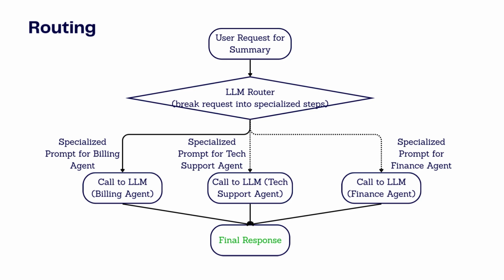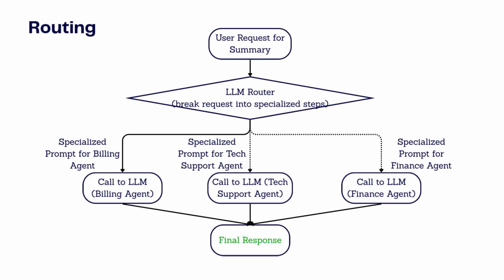This workflow allows for separation of concerns, where each agent focuses on what it does best. Each agent is given a specialized prompt. In this diagram, the user's request is received by the LLM router, which breaks the overall task into smaller, specialized steps. Based on each step, a separate request is sent to a specialized LLM, in this case, to a billing agent. Finally, the complete response is compiled and sent back to the user.